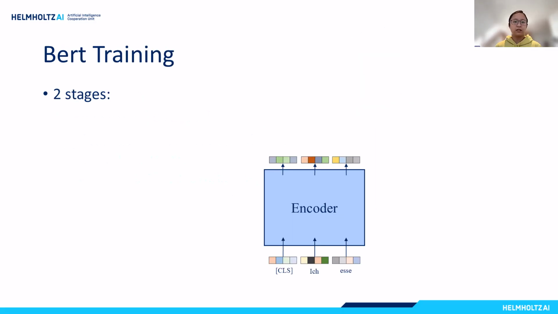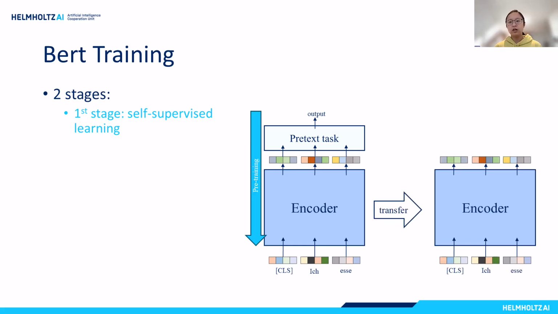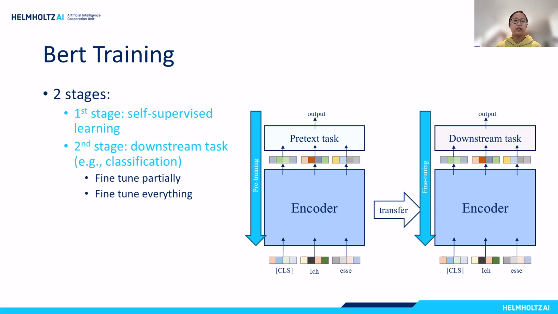BERT training consists of two stages. First stage, the self-supervised learning part, where we train the encoder using a pretext task. Second stage, using the pre-trained encoder, we add a task-specific model for the downstream task on top of the encoder, such as the classification layer. The fine-tuning can be only on the task-specific model or the whole model, including the encoder.